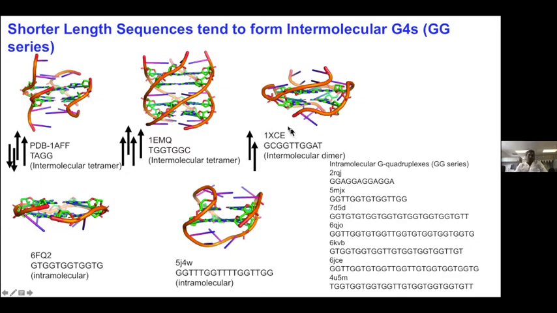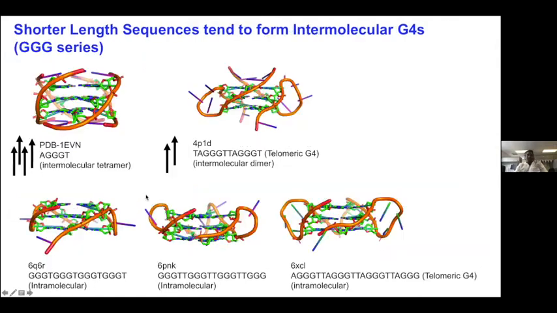As you increase the number of stretches of two Gs in the sequence, the structures start to become intramolecular. If you have a higher number of them, all will form intramolecular G quadruplexes, whereas having only a few in the sequence, it forms preferentially intermolecular ones. The same thing applies to G-rich sequences with stretches of three Gs. When the sequence is short enough, you get intermolecular G quadruplex formation, but as you increase the number of stretches of three Gs, you start getting intramolecular G4s.